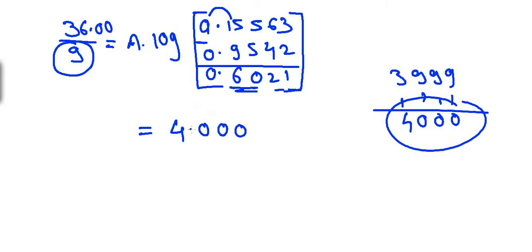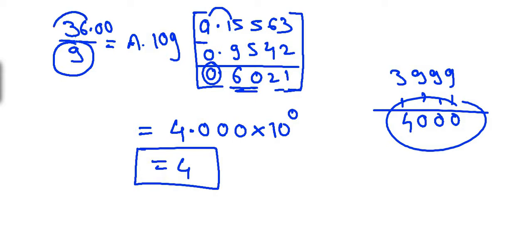Put the decimal after the first digit and multiply by 10 raised to the power characteristic, that is 0. Anything raised to 0 is 1. Verified? Yes, of course. 36 upon 9 is 4. So this is how we have to calculate division using log table.